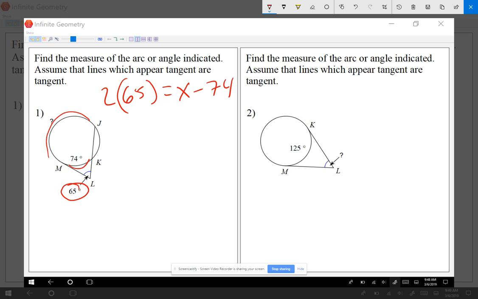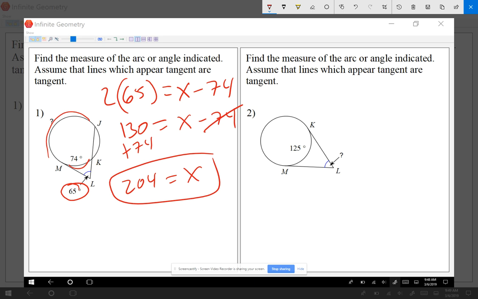So we're going to subtract the arcs, and I'm always going to start with the big one minus the little one because I want the number to be positive. All right. Then the rest looks like algebra. 2 times 65, that's 130. 130 is equal to x minus 74. To get the x by itself, let me add 74 to each side. And I'm going to get that x is equal to 204. But the angle times 2 equals the difference of the arcs.